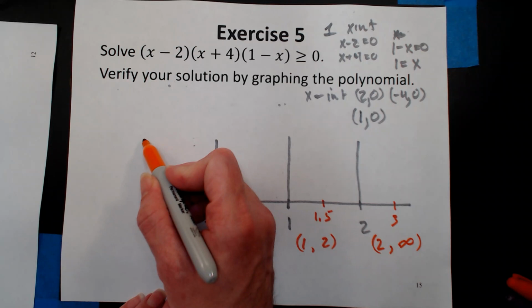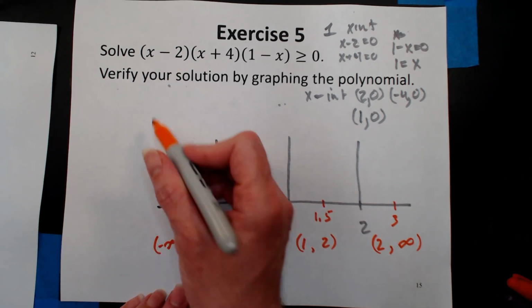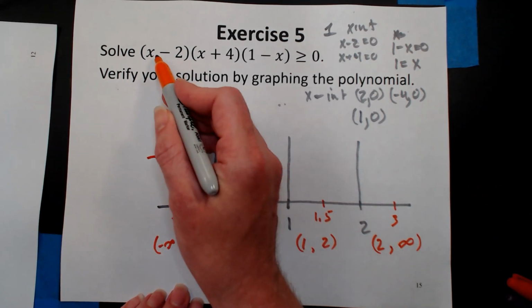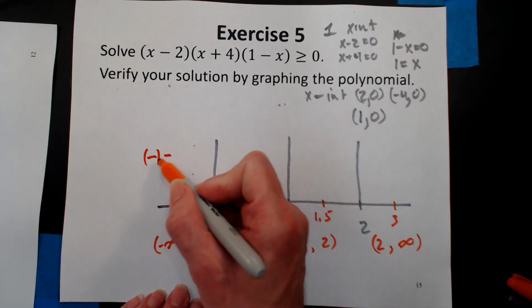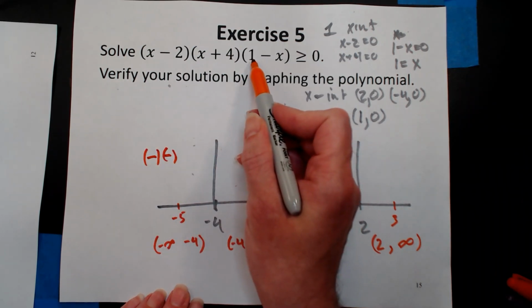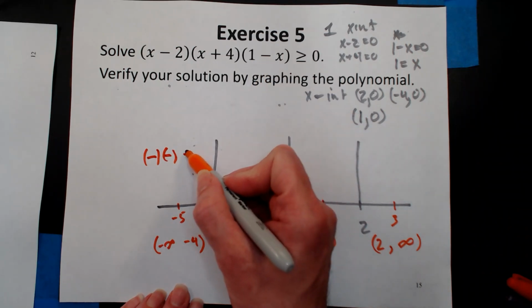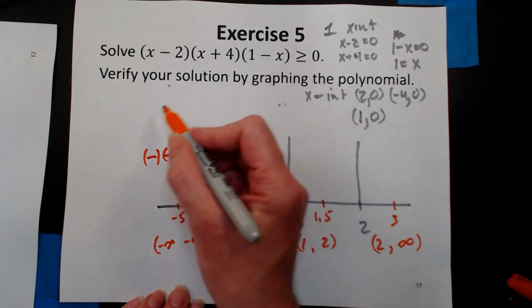So I'm going to get negative 5, so that's going to be negative 5 minus 2, so that's going to be negative overall. Here if I get negative 5 plus 4, it's going to be negative again. And here if I get 1 minus a negative 5, that's going to make this positive. So let me write this out so we can see what happened.